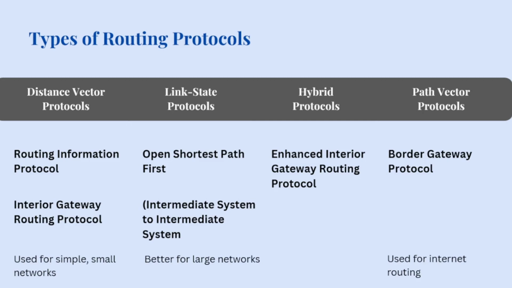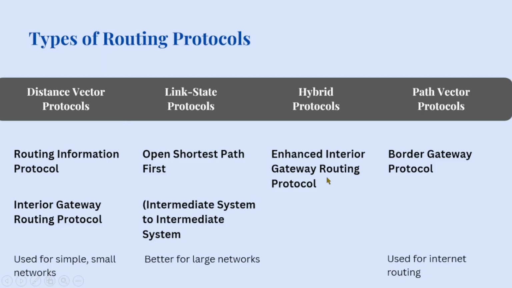In Routing Information Protocol, it will update every 30 seconds, and this will, of course, cause high networking overhead. Also, the max hop count is 15, which means that it can only route packets up to 15 routers. Then talking about IGRP, it uses a more complex metric, which are bandwidth, delay, load, and reliability.